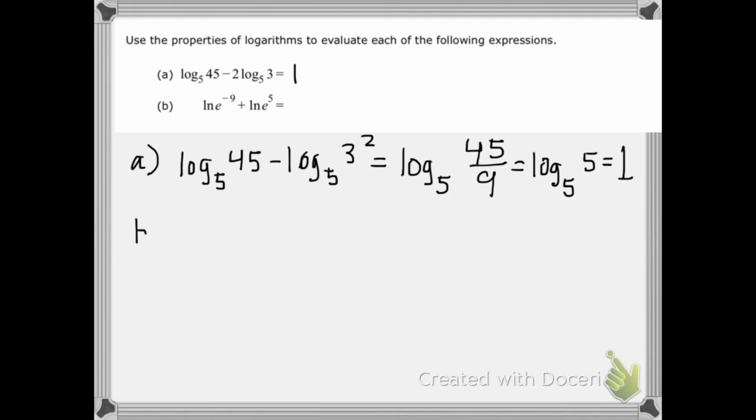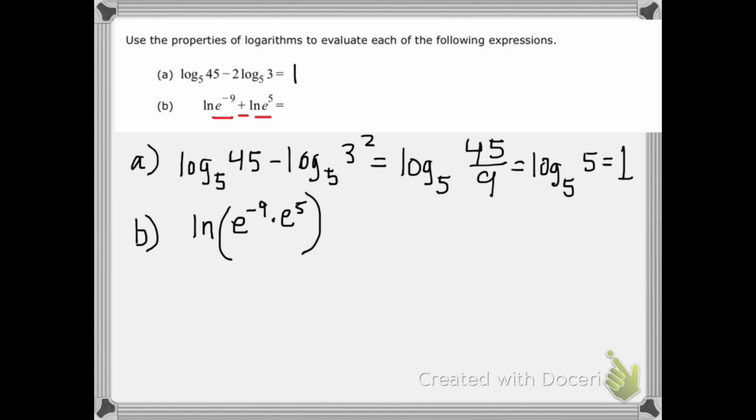Now let's move on to B. For B, I have ln of e to the negative 9 plus ln of e to the 5th. I've got a plus here, so I am going to multiply the arguments. This is called the product property. So let's take a look at that, maybe with an extra step, saying that I'm multiplying e to the negative 9 times e to the 5th with the product property of logarithms.